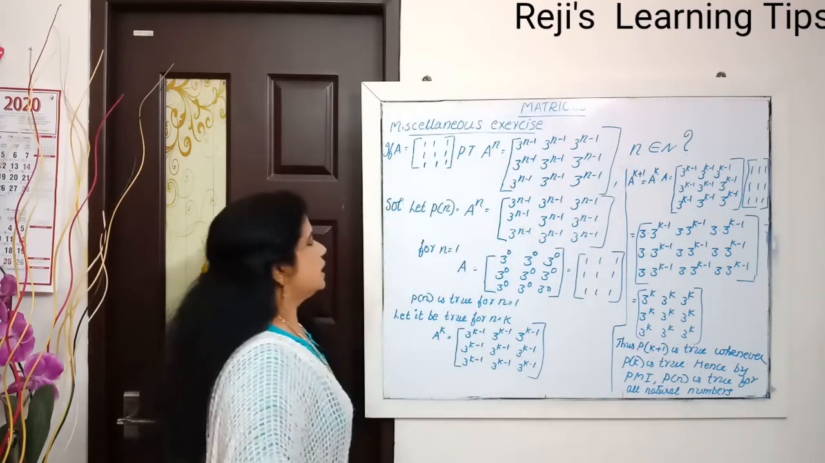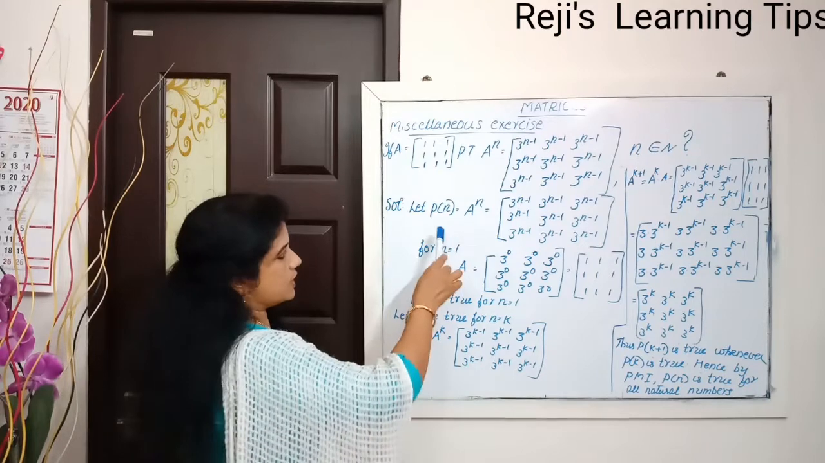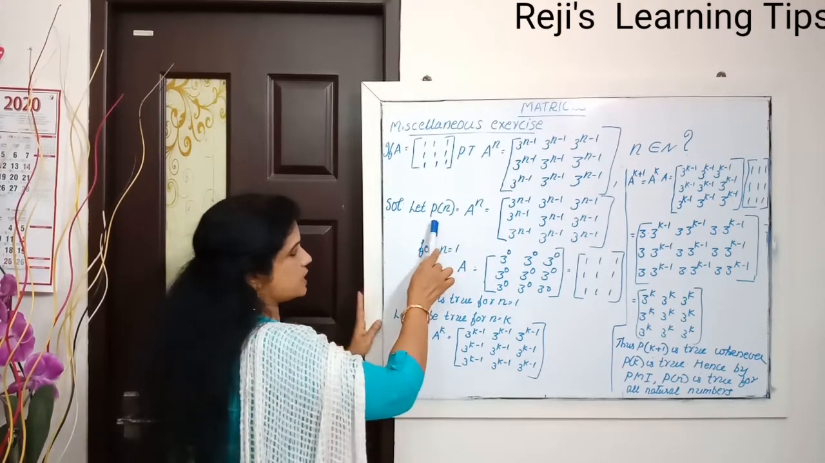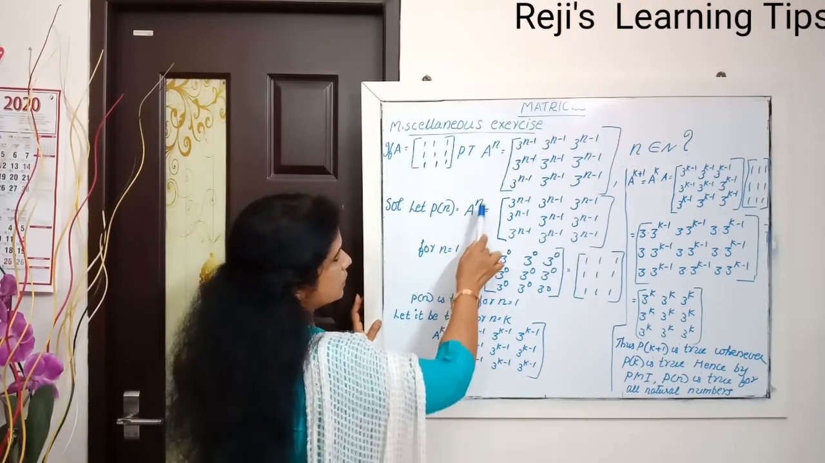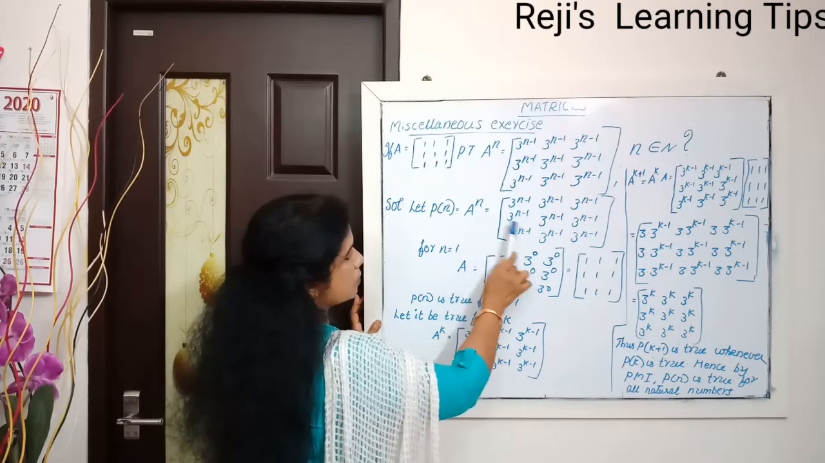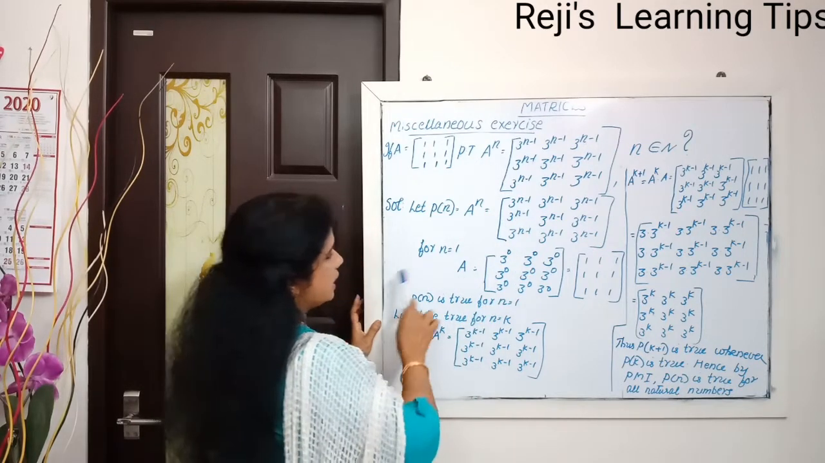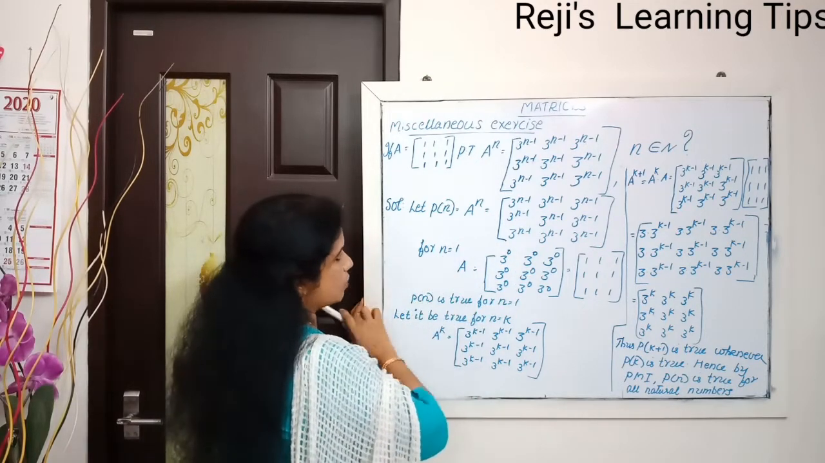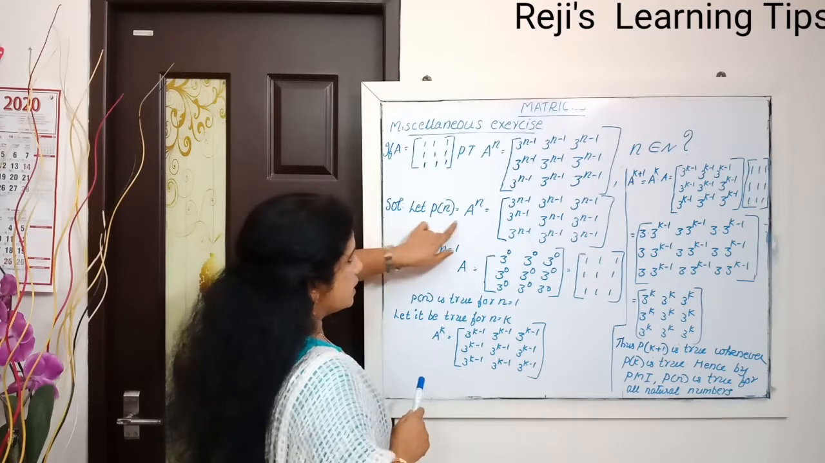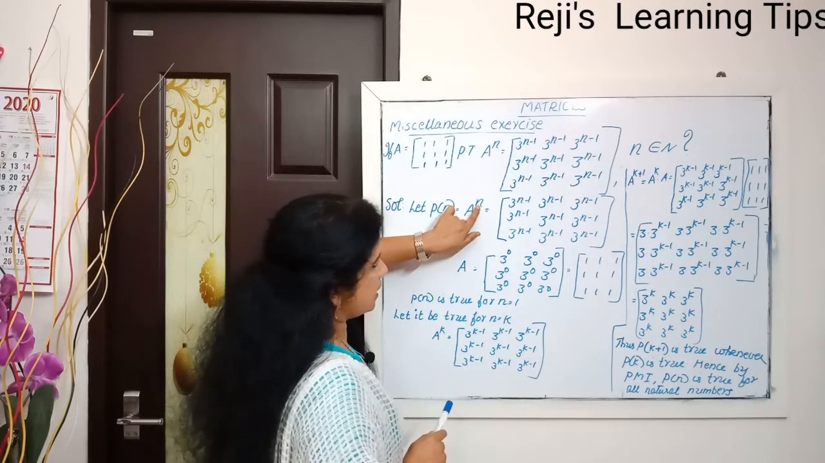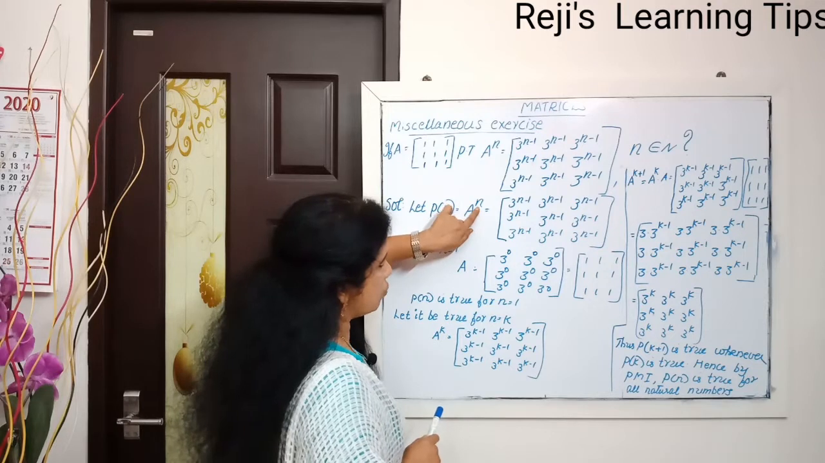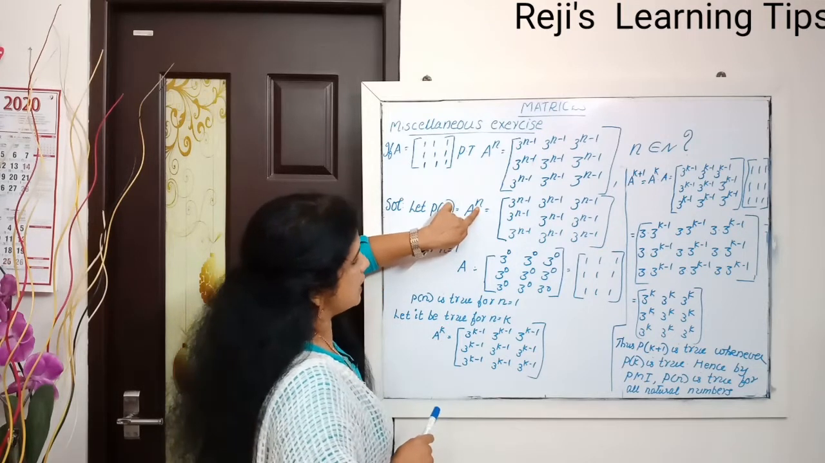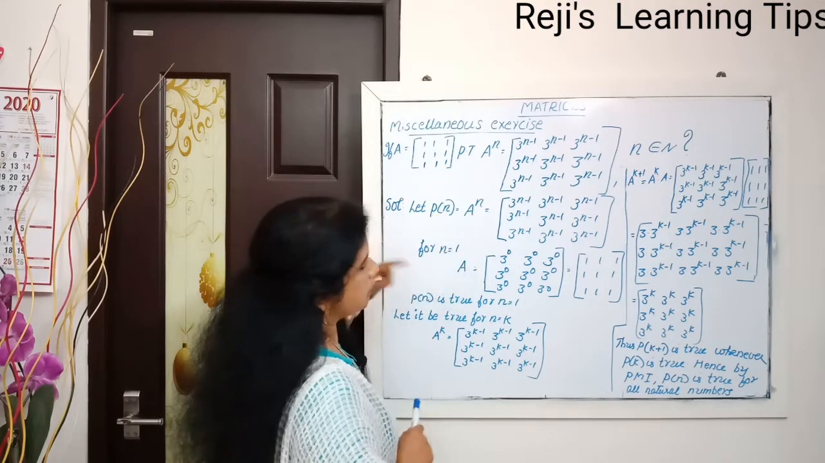Okay, first we have to represent P of n is equal to A raised to n, the same statement as the question. Next, we check n is equal to 1. For n is equal to 1, we will get A raised to 1.